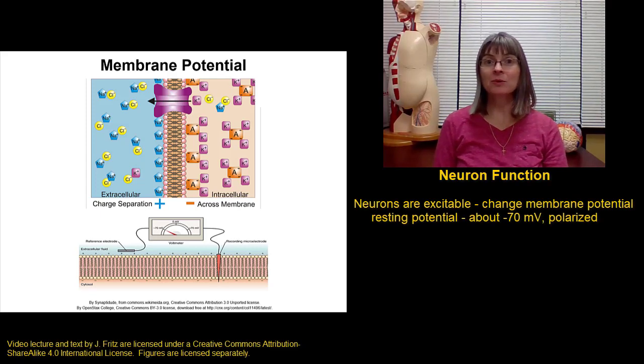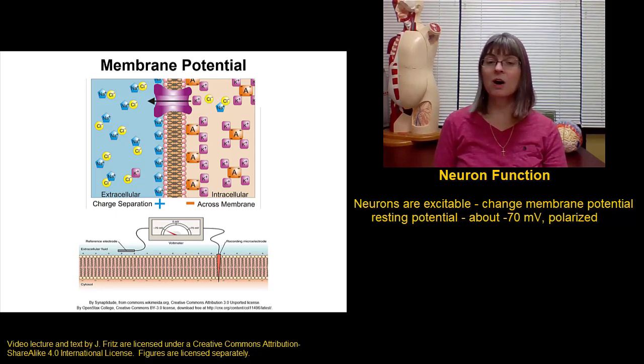In order to understand how neurons function, we have to remember that neurons are excitable cells. That is, they change their membrane potential in response to stimuli. The resting membrane potential of a neuron is about negative 70 millivolts. That means that a neuron is more negative on the inside and more positive on the outside, based on the concentration of negative and positive ions on each side of the membrane. Because there's a difference between the inside and the outside of the membrane, we say that the membrane is polarized.